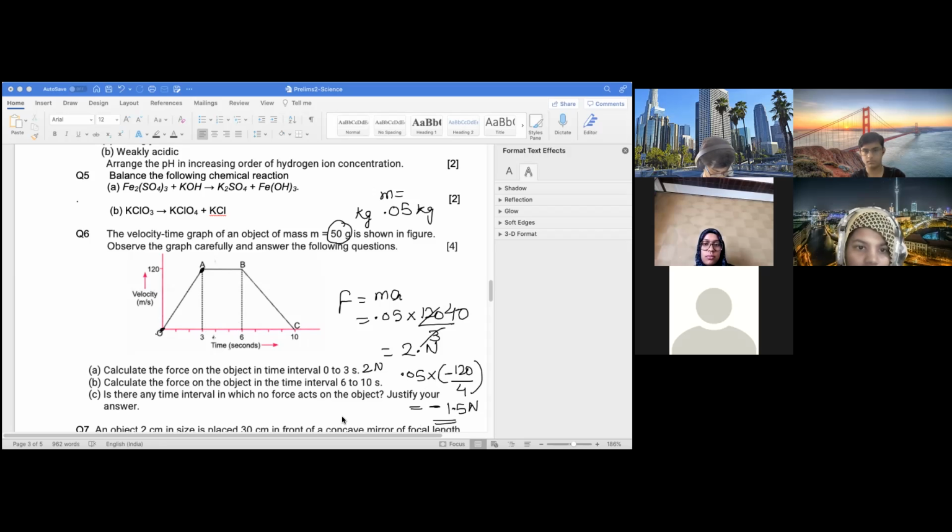Is there any time interval? No force acts. Yes. No acceleration. Acceleration 0. So no force. Okay, justify your answer. So you can say that since acceleration is 0, so F is equal to m into 0, 0.